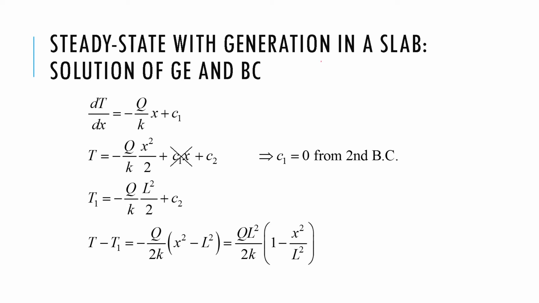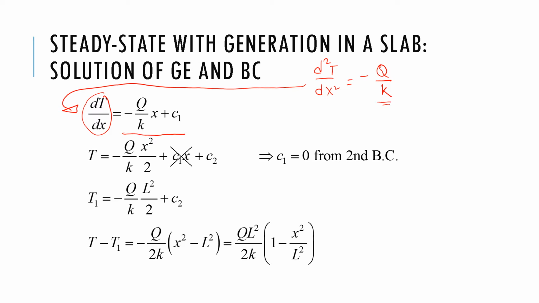Let me rewrite that equation, d²T/dx² equal to minus q over k, and we'll simply try to solve this. If we integrate once, I get dT/dx equal to minus q over k times x plus some constant c1. Now we use the second boundary condition first: dT/dx at x equal to 0 is 0. If you plug in dT/dx equal to 0 at x equal to 0, that gives me c1 equal to 0. So c1 is gone.